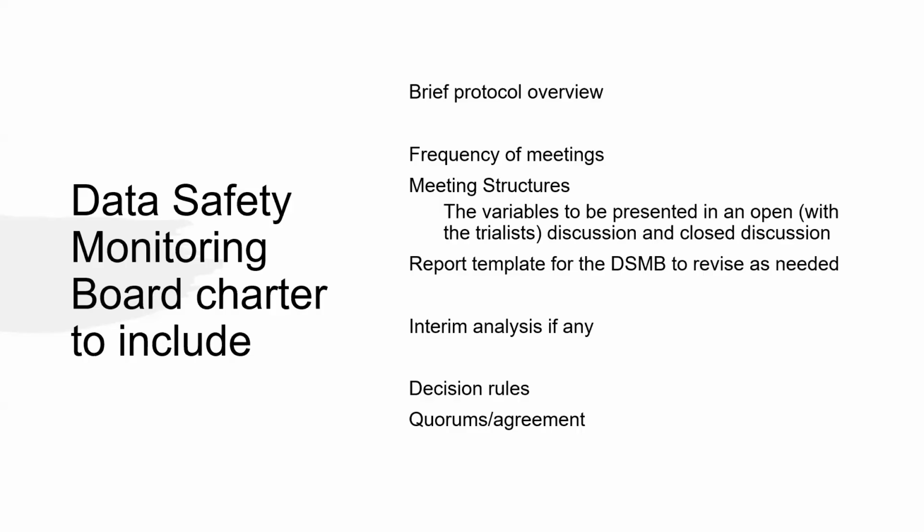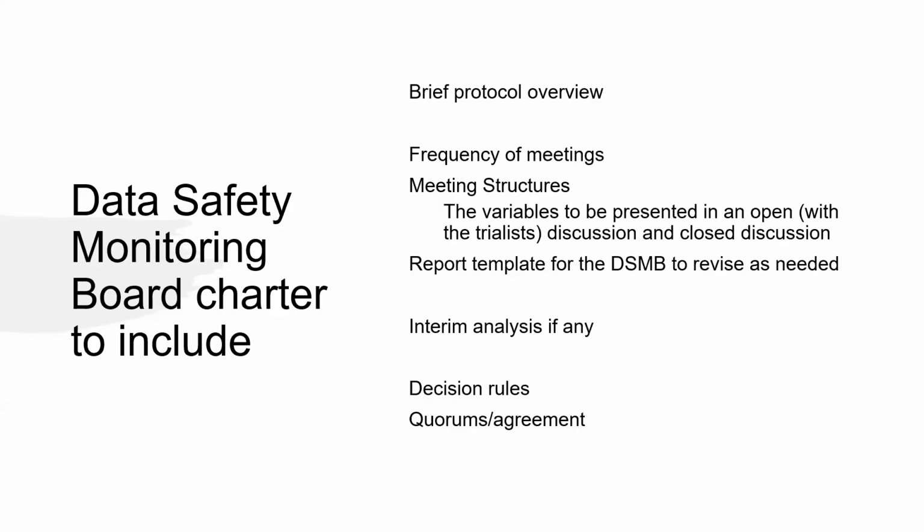Generally speaking, a DSMB will deliberate and make decisions, but in the structure of a meeting, the PIs will usually be present for most discussion. And then there's what is called a closed aspect, where the DSMB deliberates on its own if there are decisions to be made, because really they should be at arm's length of the PIs and the trial.